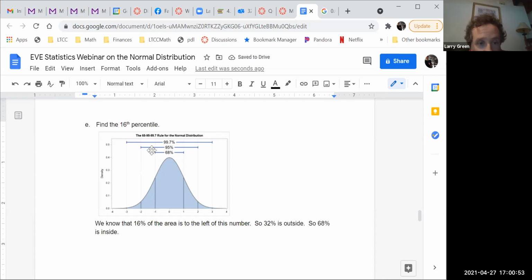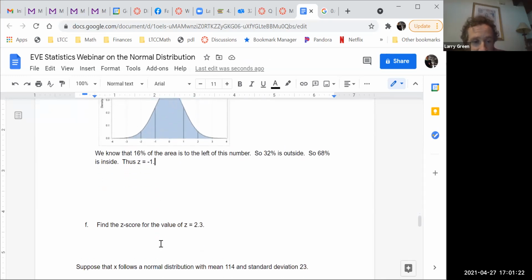So now if 68% is inside, then what is the value of Z? And remember, it's -1 because 16% is to the left of this number. That means the number must be small, right? If you're only at the 16th percentile. Thus, Z is equal to -1, and that's it. Any questions on that?